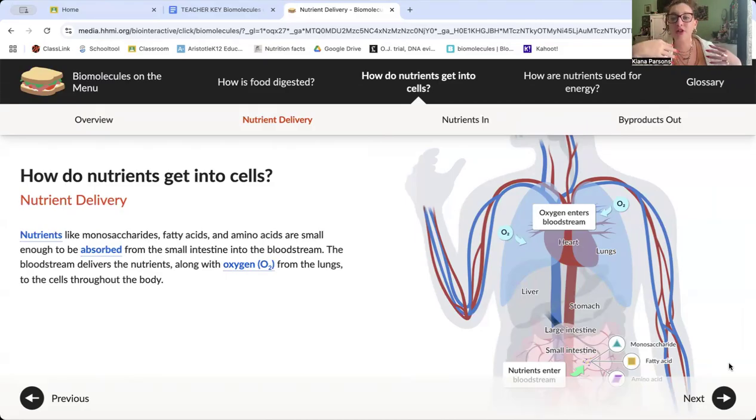Oxygen enters the bloodstream after it's been inhaled at the lungs, and then the heart pumps that oxygenated blood throughout the body. That oxygenated blood travels to the small intestine where it picks up nutrients that are then transported throughout the body and travel to the cells where those nutrients enter the cells and are used for the process of cellular respiration.